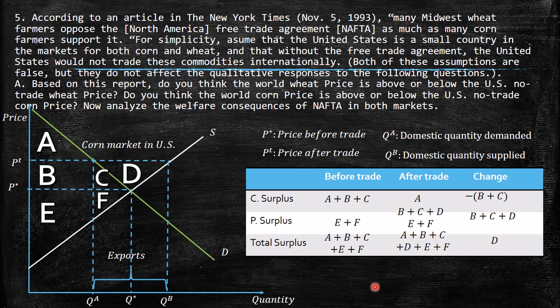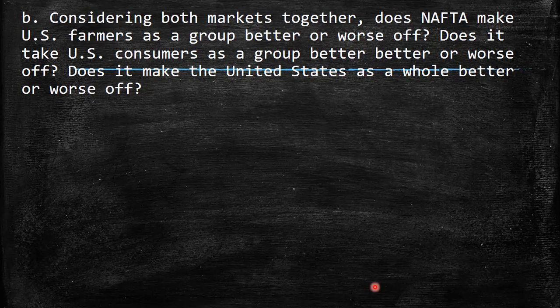So for this reason, we know that there's going to be an equivalence between the wheat farmers who oppose it and the corn farmers who support it. So here in B, considering both markets together, does NAFTA make US farmers as a group better or worse off? Does it make US consumers as a group better or worse off? Does it make the United States as a whole better or worse off?